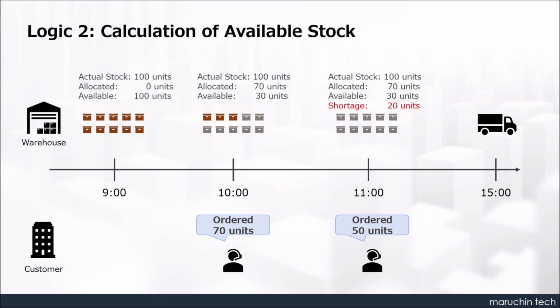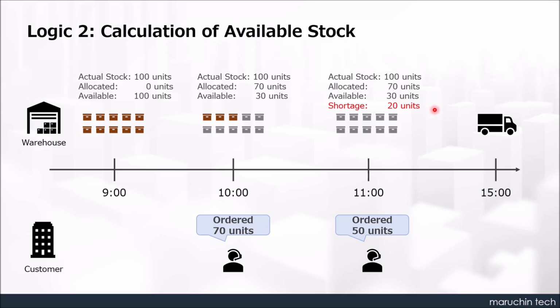To solve this problem, we use the concept of allocation to manage inventory in two states. Here, we will use allocated inventory and available inventory. Allocated inventory refers to stock that has been ordered but not yet shipped. Available inventory refers to stock that is truly available to be sold right now at this moment. Applying this to the previous example, at 10 o'clock, allocated inventory is 70 and available inventory is 30. For the 11 o'clock order, since there are only 30 items in available inventory, the allocation fails.